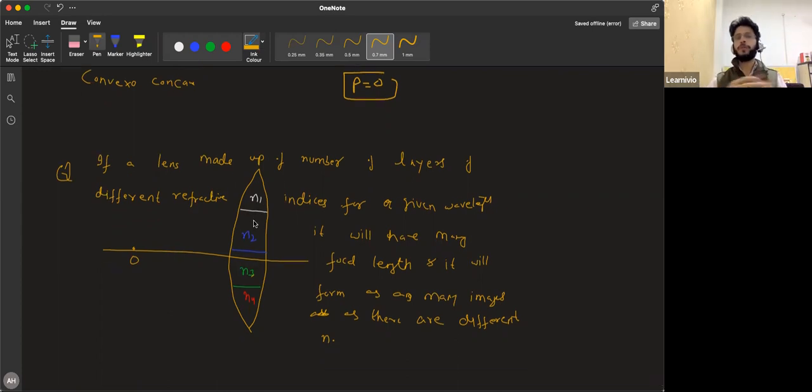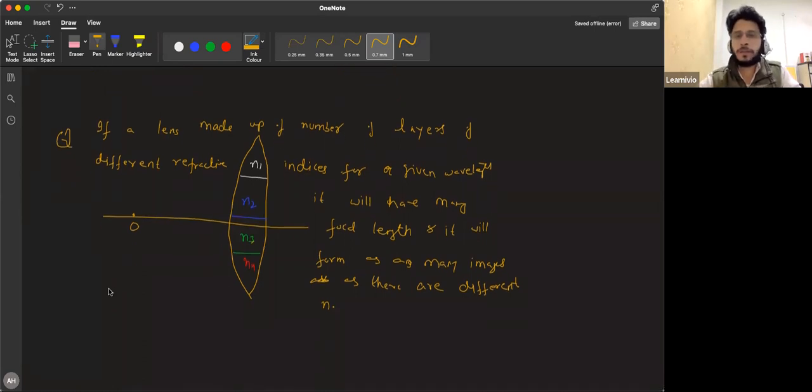So if you have a system having n refractive indices, that system will behave like n lenses. That system will have n focal lengths. So if you have a single object, then you'll have n images. Note it down. It's again a conceptual question based on that.